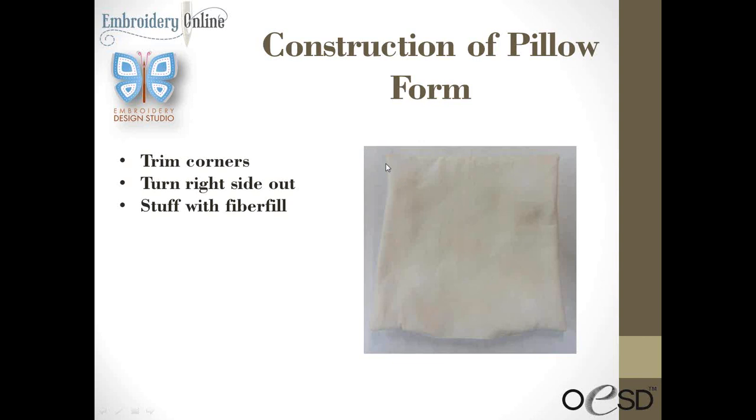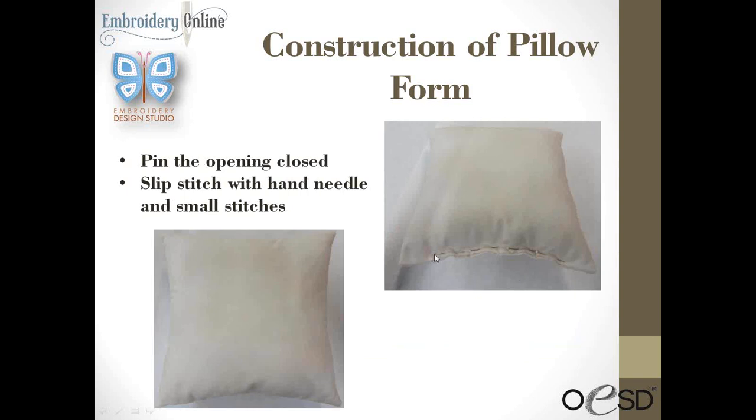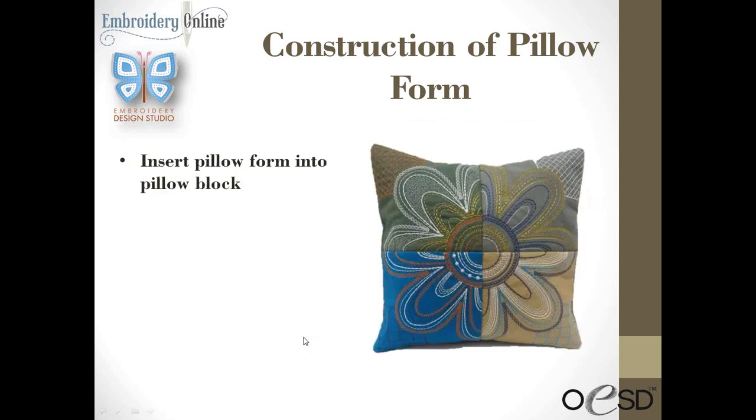Trim your corners, turn it right side out, press it if you need to, and start stuffing with fiberfill. By putting the batting on the fabric, that helps to smooth out the fiberfill so it's not all lumpy. Pin the opening closed, slip stitch it with a hand needle in small stitches, and you have your pillow form. We'll insert it into our pillow block and make our pillow.